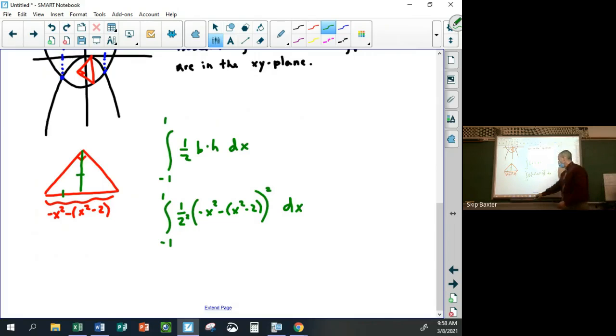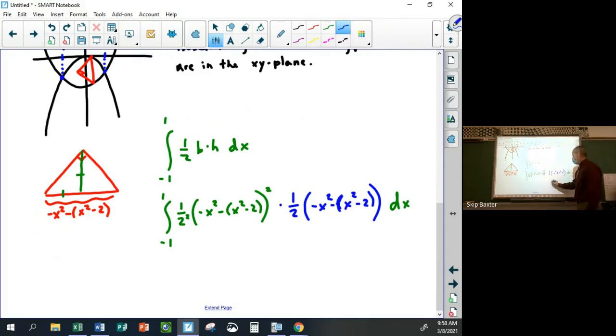Because really, if I didn't square it, I'd have 1/2 of negative x squared minus x squared minus 2. I'd have all that stuff, but I'm just suggesting we can get rid of that by squaring the 1/2 here and squaring this expression there. You get the same thing. Does everybody understand that? So there, that's the area.